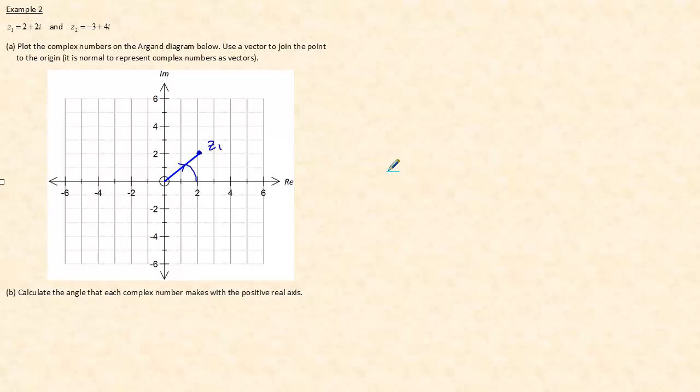So if we look at what we've got there, we have a triangle which is right angled, and this is 2 and this is 2, so it's isosceles and right angled, and therefore this would be 45 degrees or pi by 4 radians. Now since the angle rotates in an anti-clockwise direction, it's going to be positive. So that's 45 degrees or pi by 4 radians.